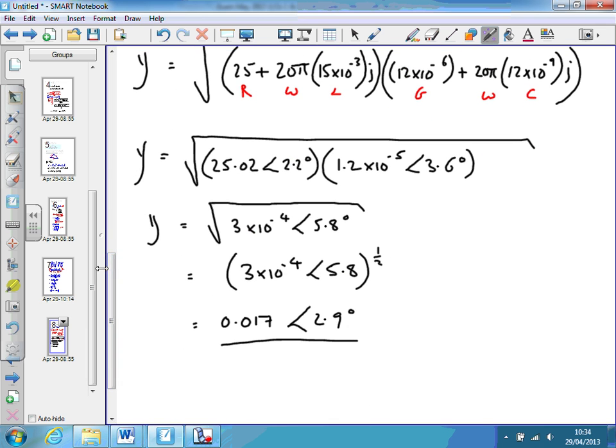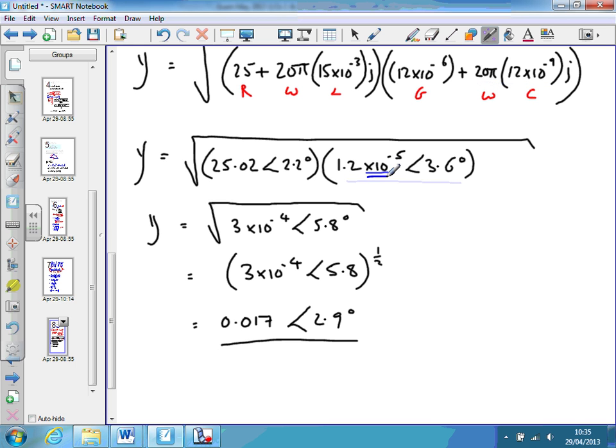So if you look at it, converting this to polar form, actually you can put this number in pretty well as it is on here. I put 25 in, so I hit shift polar and then 25 and then comma, and then put in 20 pi times 15 times 10 to the minus 3. It will accept that, and then it gives me this value. Next one, I put in 12 shift polar and then 12 times 10 to the minus 6, comma, and then 20 pi times 12 times 10 to the minus 9, and it will give us this. See that you don't miss the times 10 to the minus 5 in the answer there on the calculator.